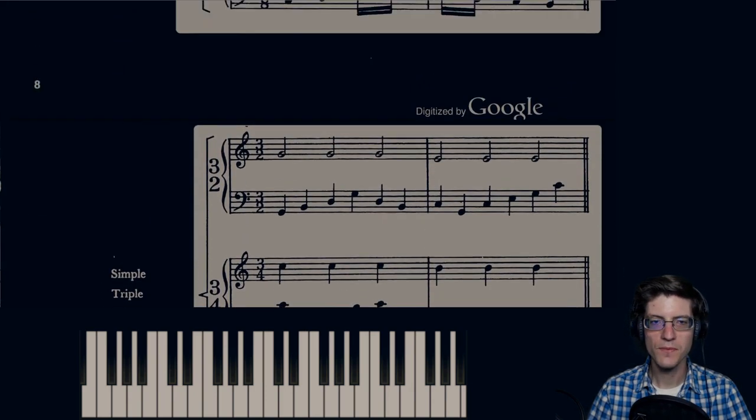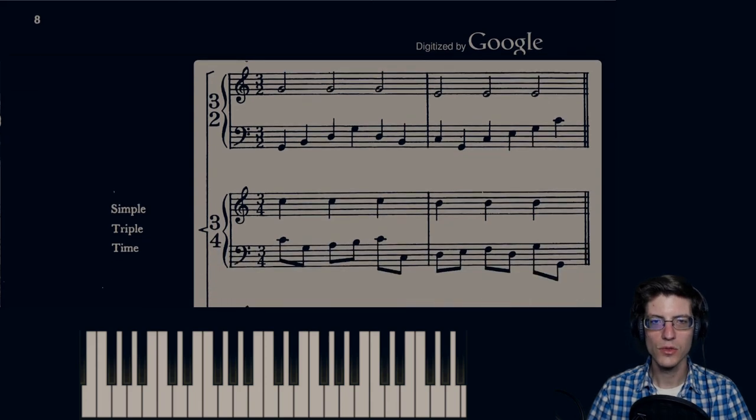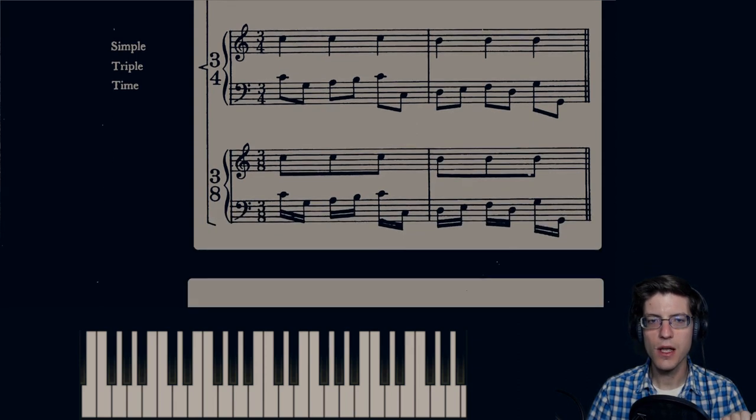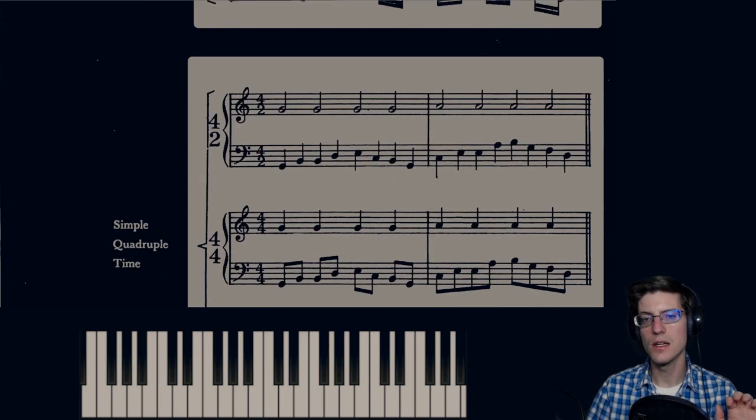Simple triple time is 3-2, so this is 3 notes in the measure, a division of 3, and the half note is getting the beat. 3-4, once again, 3 divisions in the measure, the quarter note is getting the beat. Finally, 3/8: there are 3 notes in the measure, and the eighth note is getting the beat.